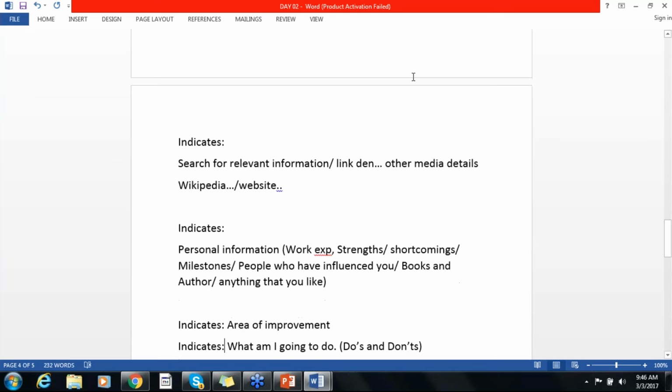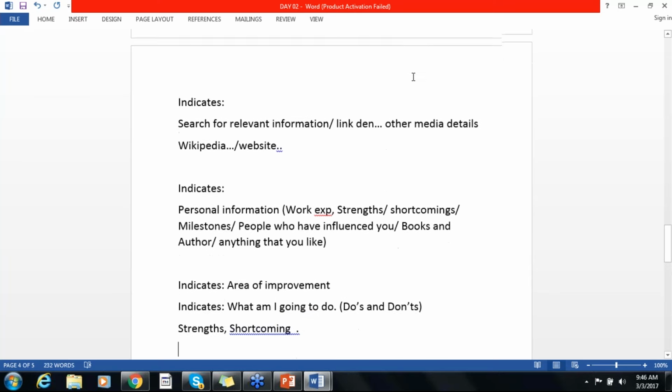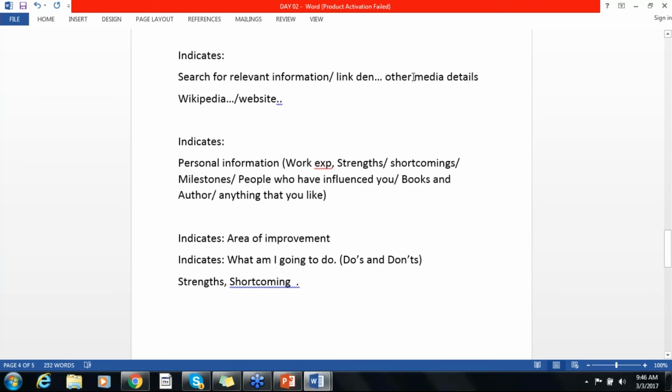So for these points, search a relevant website or Wikipedia, know about the company, and then only proceed. Know about yourself. We need to understand what our strengths are, what the shortcomings are, who's influenced us, what books and authors we follow on a regular basis. And then after knowing yourself, you have to improve in certain areas. Have that list also ready, and always be ready as in what am I going to do, meaning do's and don'ts whenever we head to the interview, and have a list of all these questions ready.